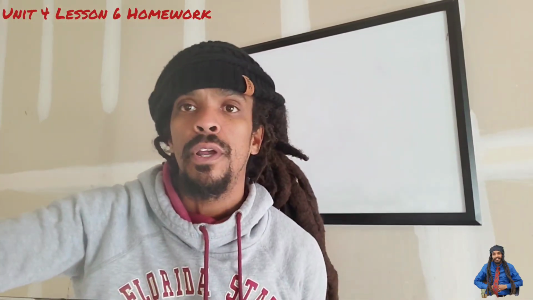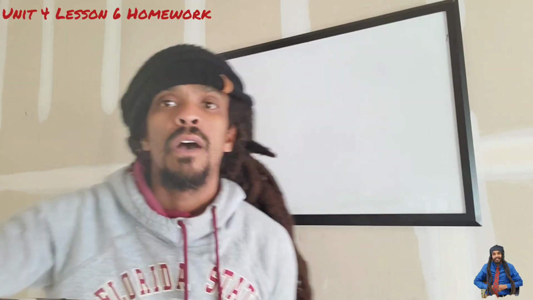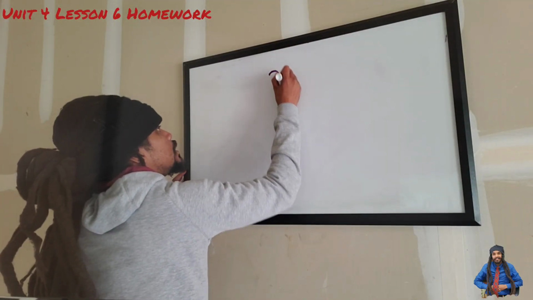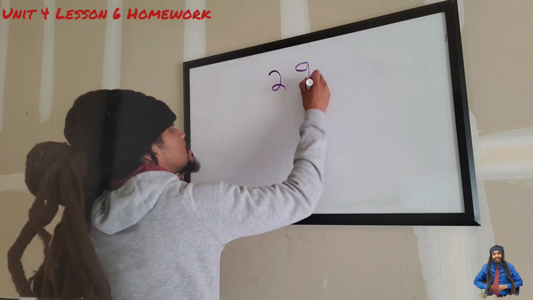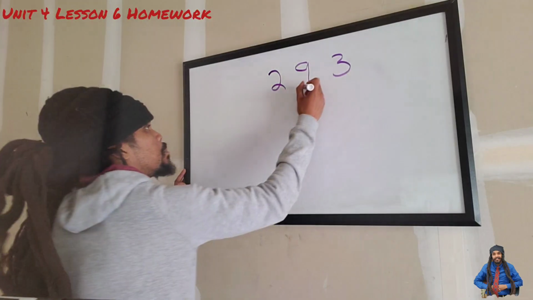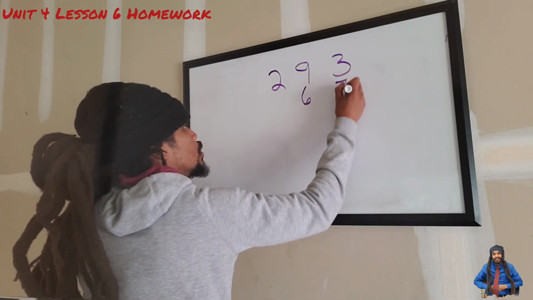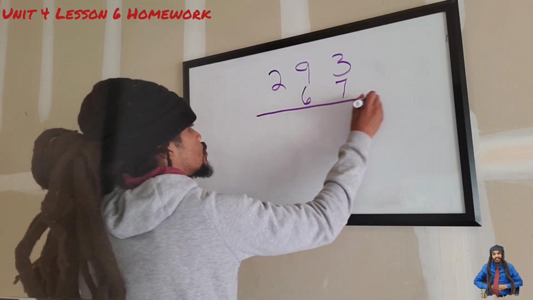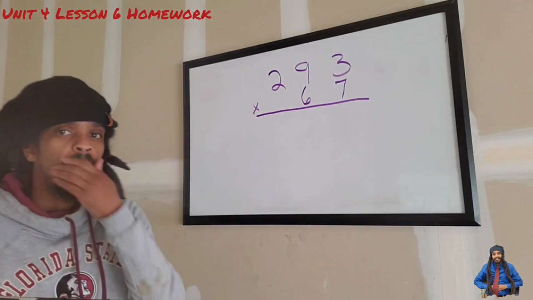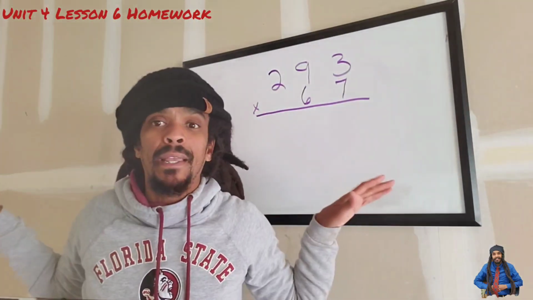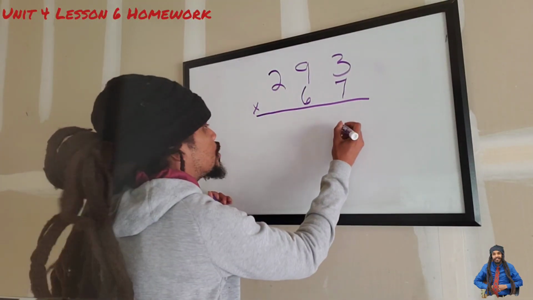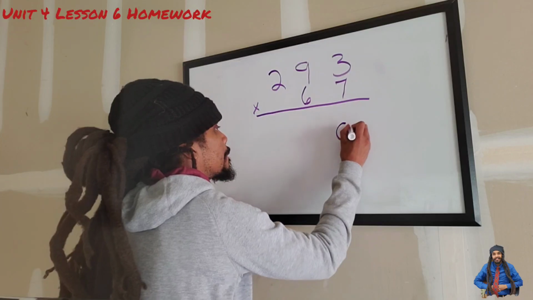All right, now, 67 times 293. Notice how much space I am putting between these numbers. This is done purposely, and you will do the same thing because you want to keep things neat. First thing we want to do, let's just get it out the way. Our second row, let's put our placement 0 so we don't forget, okay?